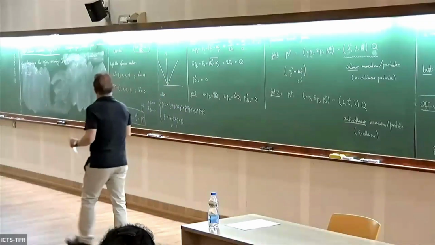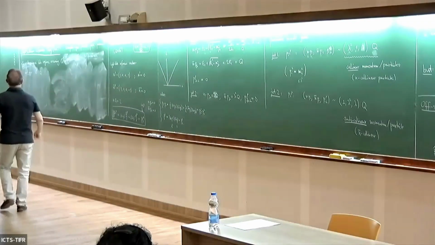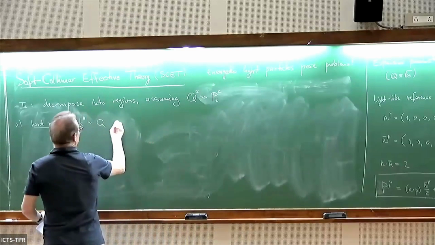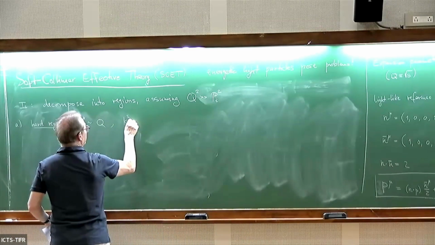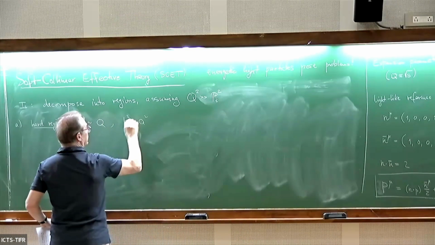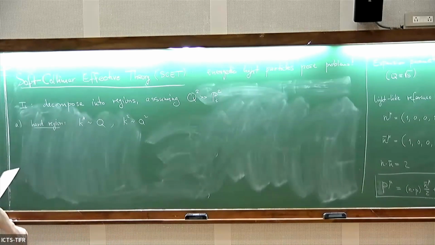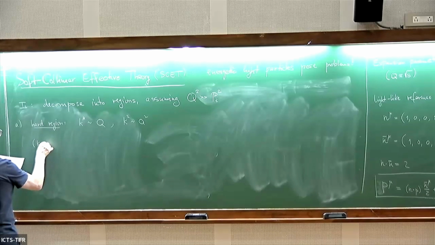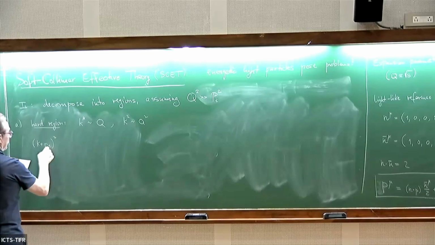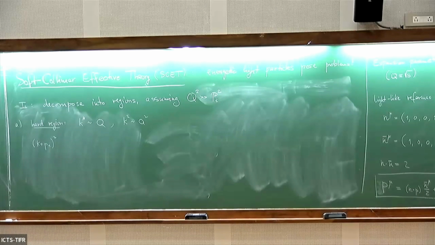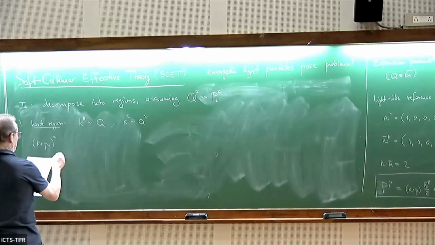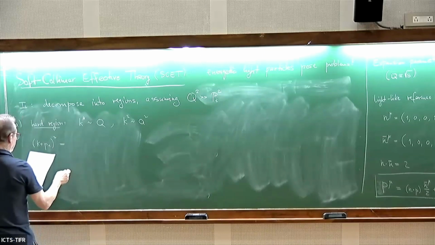Now, if k is of order q, obviously k squared is of order q squared, so there's nothing to expand. But the first thing where we can expand something is k plus p1 squared. Because p1 is a collinear momentum, not all its components are big. Only one component is big. But all components of k are big. Okay? So it's simple basically.